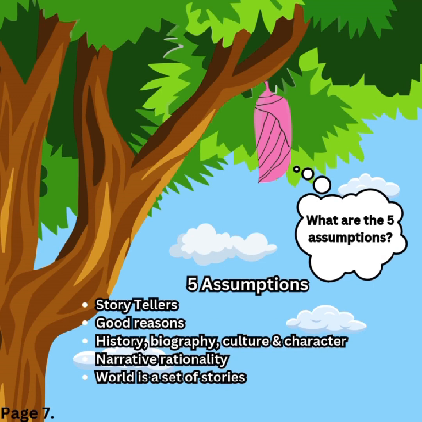What are the 5 assumptions, you may ask? Well, I will explain each one of those to you. The first of the 5 assumptions is storytellers. This means that people are essentially natural storytellers. People tell stories to make other people see what they want them to see. People tell stories based off of their history, based off of who they are, and based off of what they think other people are like.